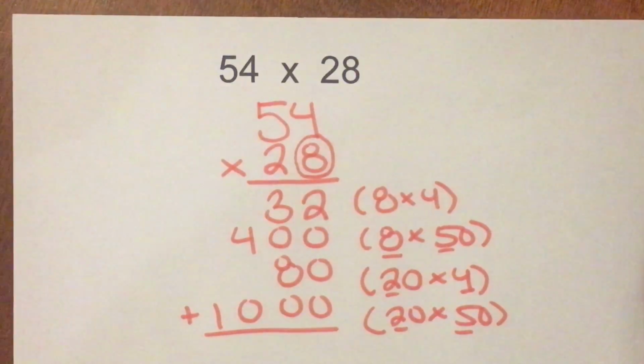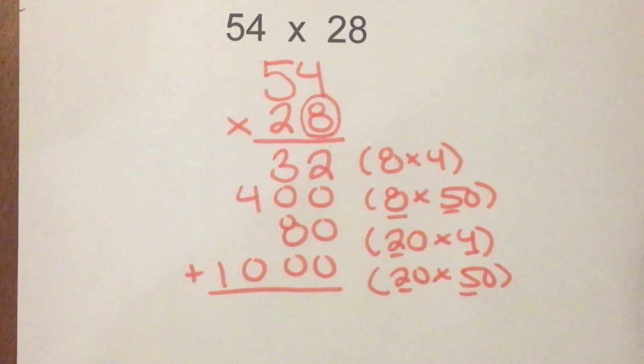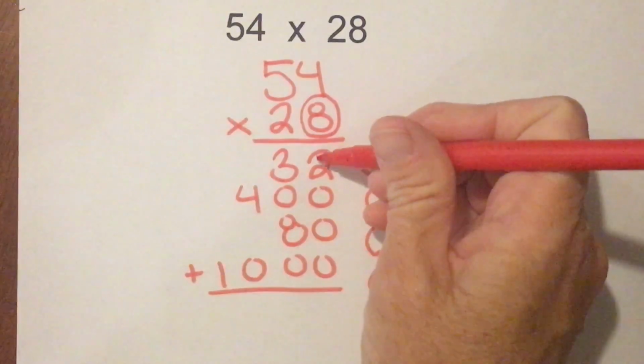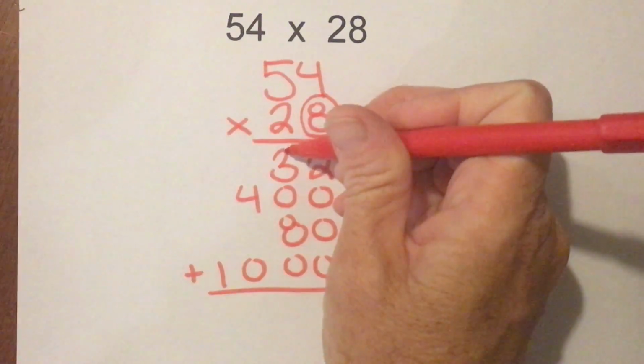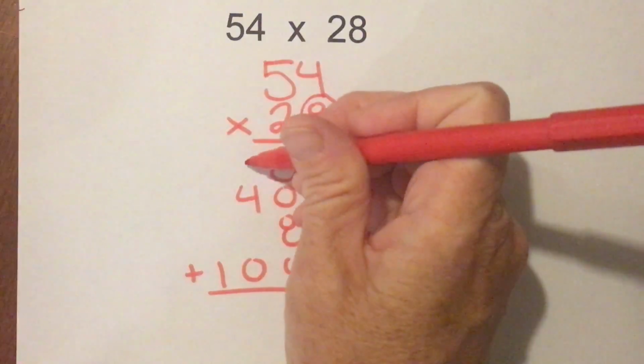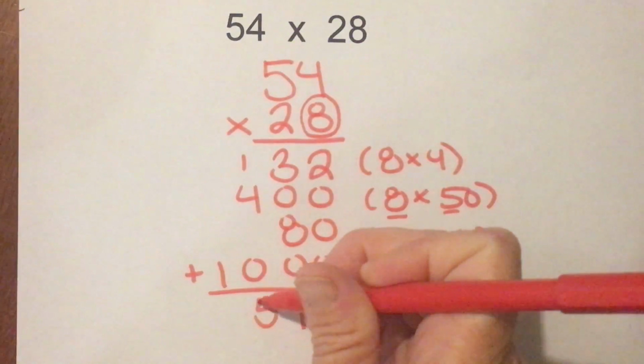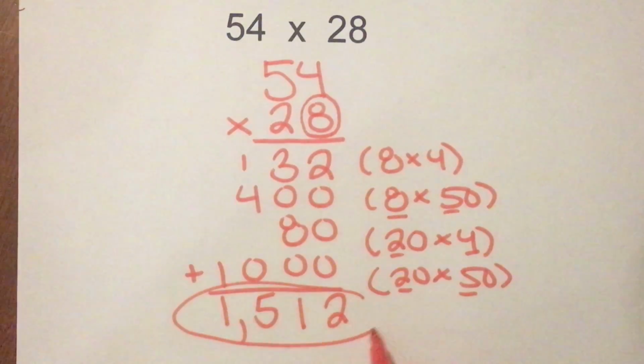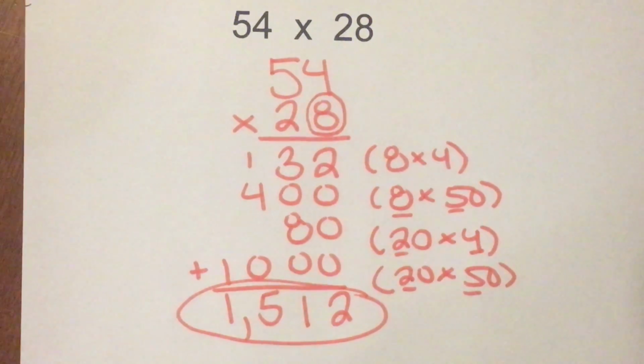Okay, that's what step 2 is. Now step 3 is we're going to add all these partial products. So I have 2, I have 11, carry my 1, I have 5 and 1. So my answer is 1,512.